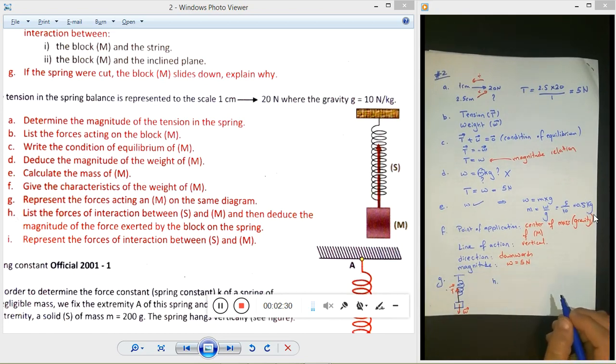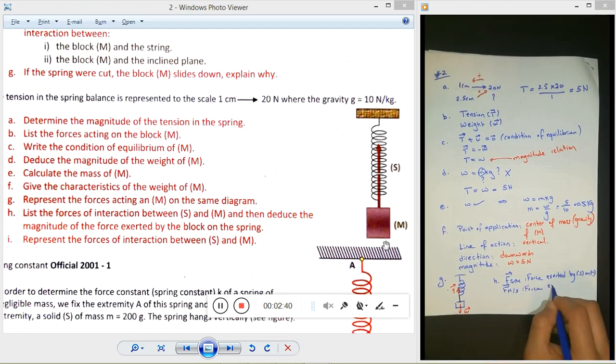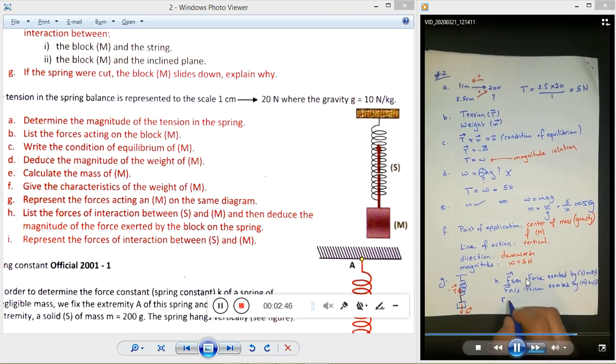List the forces of interaction between S and M and then deduce the magnitude. The forces of interaction are Fs over M. The spring pulls the block upwards and the block pulls the spring downwards. These are the two forces, Fs over M and Fm over S. It is the force exerted by S on the block M, and the force exerted by M on S.